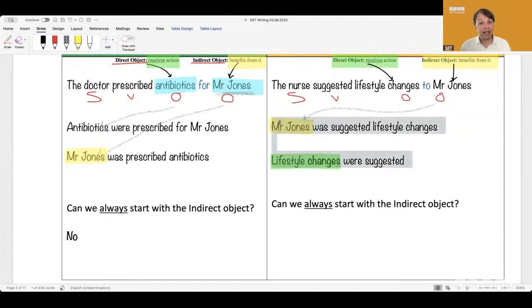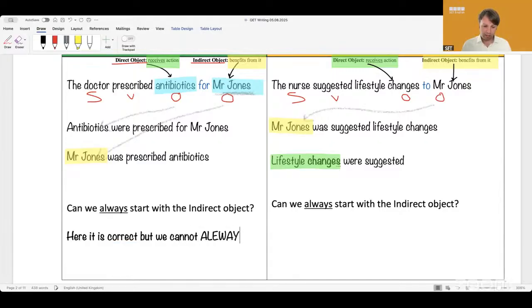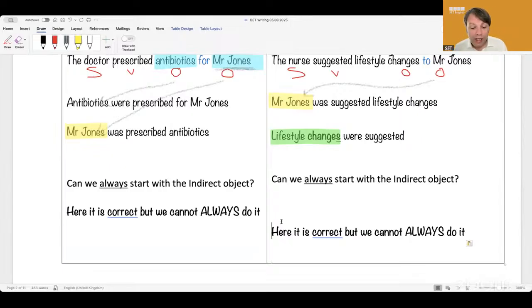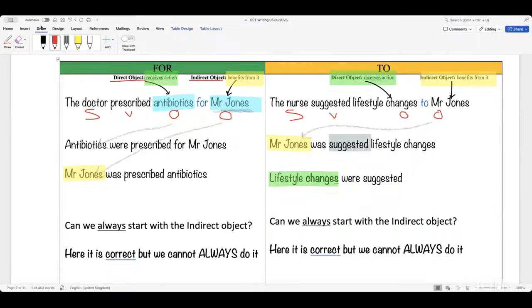Here, yes, it's correct, but can we always do it? No. Guys, here it is correct, but we cannot always do it. It's the same here as well. Sometimes yes, sometimes no. The reason is all about the verb. I'll teach you later. Everything is about the verb. Can the verb be applied to both the direct and the indirect object?